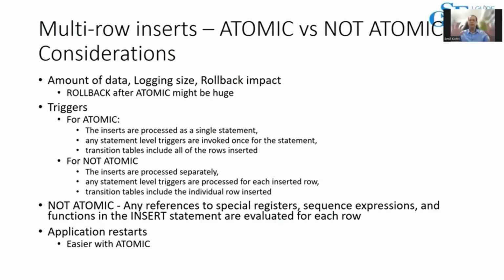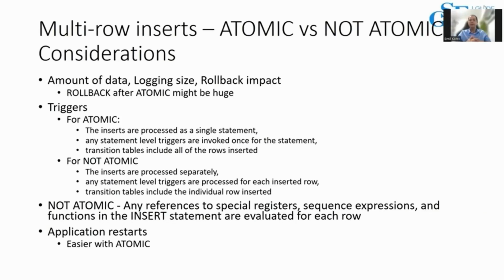So really, you need to think about if you have triggers applied for your current application now, and if you want to use multi-row operations, you need to think about, shall I use atomic or not atomic, and the behavior may be different. Also, if you have not atomic, any references to special registers or sequences are evaluated for each row, while if you have atomic, it's like for the same set. So that's what you have seen in my prior example. So the current date would be the same, I guess, unless I run across the day. But anyway, again, keep in mind that there might be some differences based on atomic and not atomic.